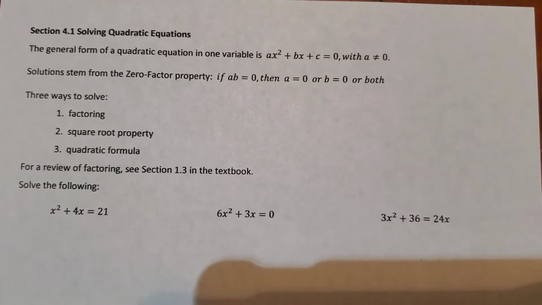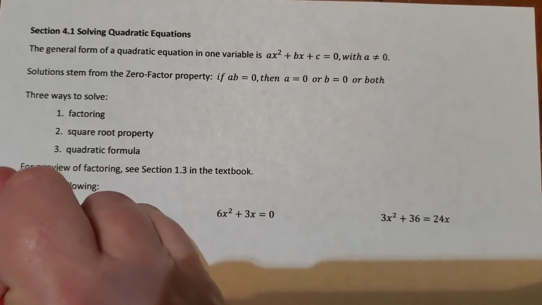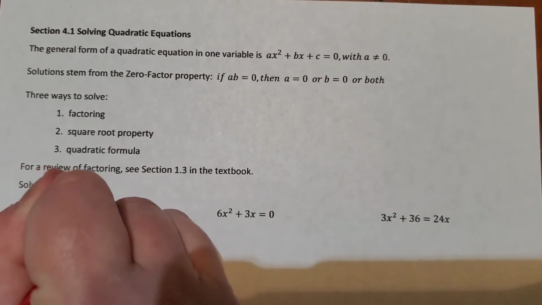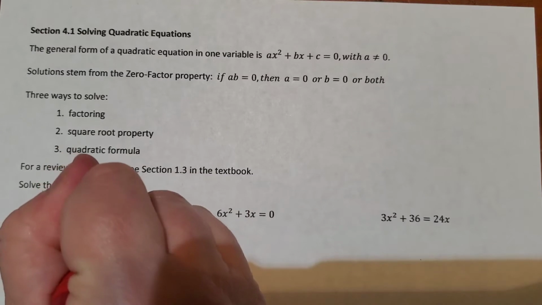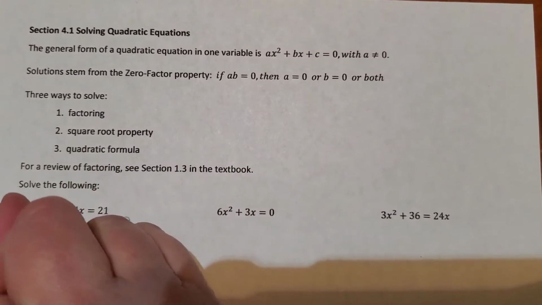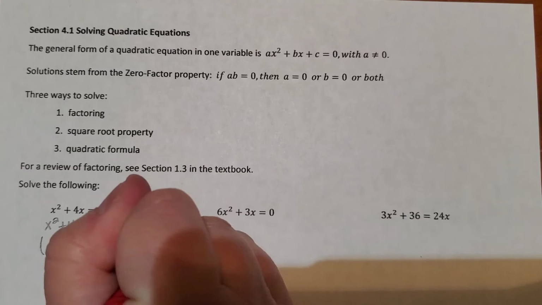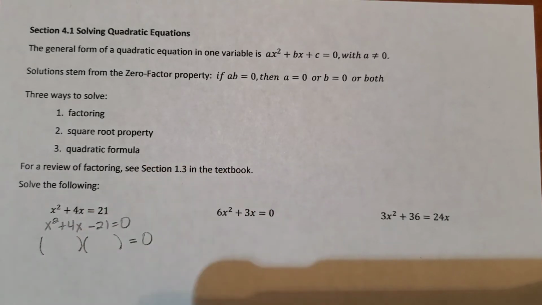So the first thing we need to do is to move the 21 to the other side. In order to do that, we subtract 21 from both sides. We get x squared plus 4x minus 21 is equal to 0. Now we have to factor. We have to figure out what two things multiply together to give us x squared plus 4x minus 21.